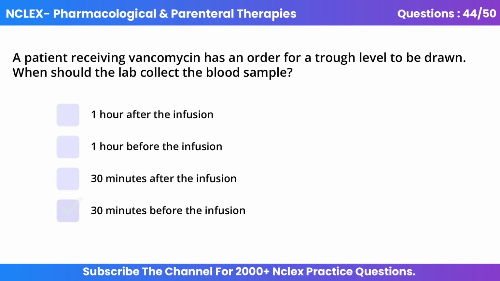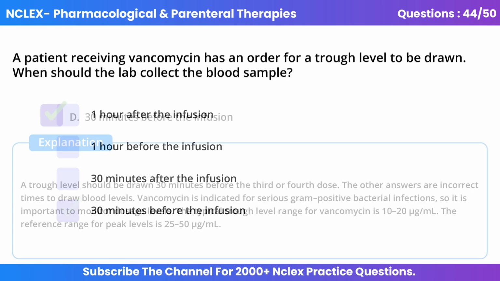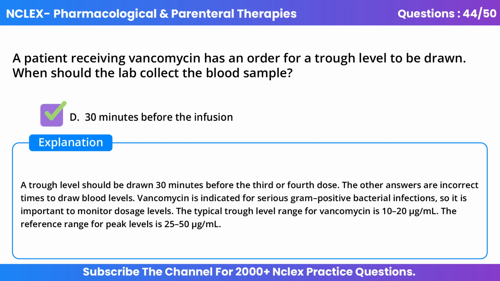D. 30 minutes before the infusion. A trough level should be drawn 30 minutes before the 3rd or 4th dose. The other answers are incorrect times to draw blood levels. Vancomycin is indicated for serious gram-positive bacterial infections, so it is important to monitor dosage levels. The typical trough level range for vancomycin is 10 to 20 mcg/mL. The reference range for peak levels is 25 to 50 mcg/mL.